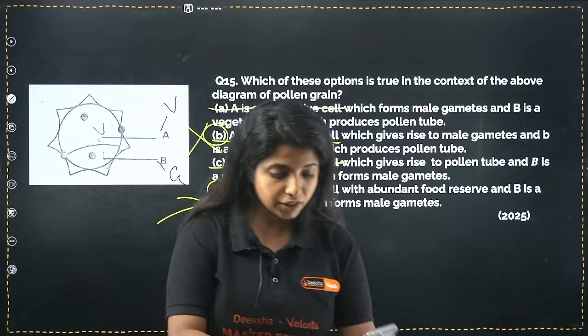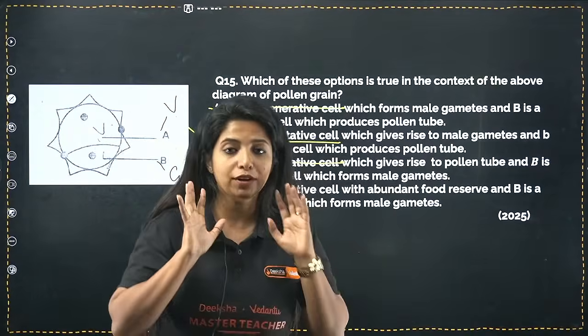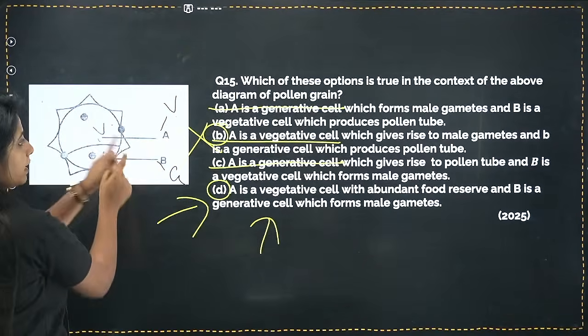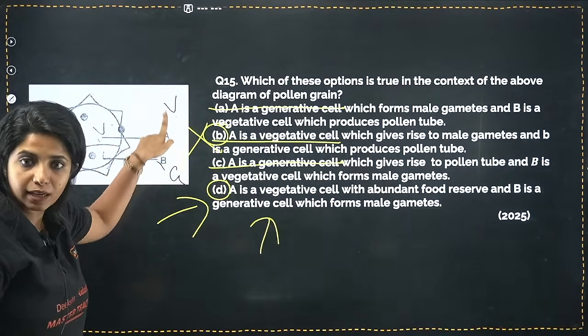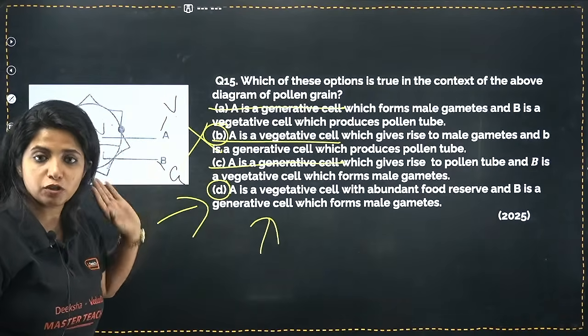Clear? Shri Gaurav, did you get it, dear? No? I'll tell once more, listen to me carefully. Very big cell is vegetative cell. So A is basically vegetative cell. Very small cell is generative cell. B is going to be generative cell.